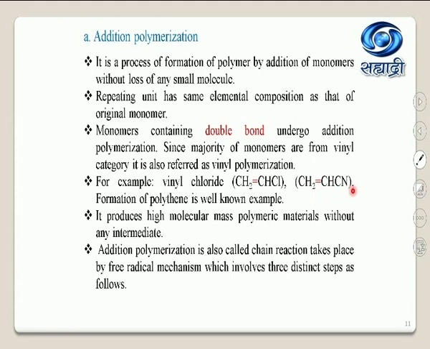Then vinyl cyanide is also a good example. Formation of polythene is a well-known example of this category. It produces high molecular mass polymeric materials without any intermediate. Addition polymerization is also called chain reaction. It takes place by free radical mechanism, which involves three distinct steps as follows.